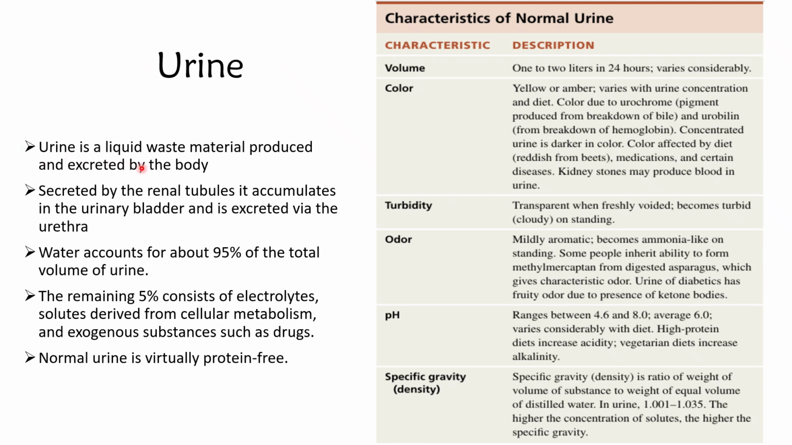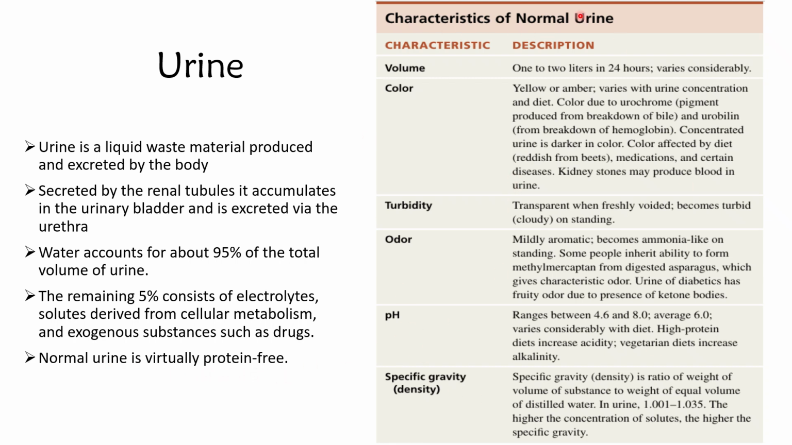So urine is a liquid waste material produced and excreted by the body. It is secreted by the renal tubules. It accumulates in the urinary bladder and it is excreted via the urethra. Water accounts for about 95% of the total volume of urine. The remaining 5% consists of electrolytes, solutes derived from cellular metabolism and exogenous substances such as drugs. Normal urine is virtually protein free.